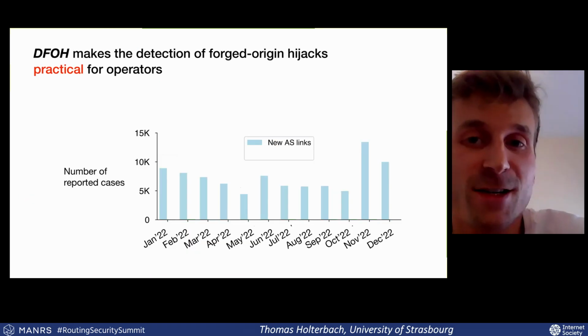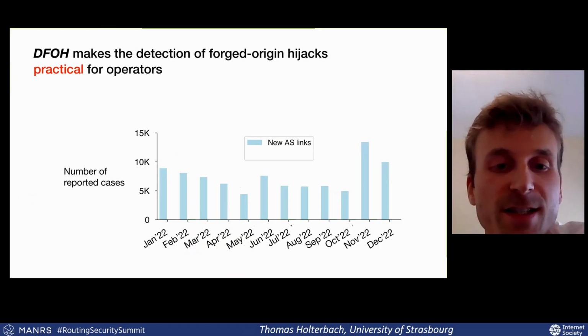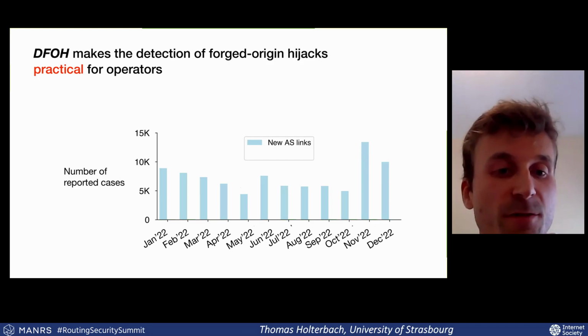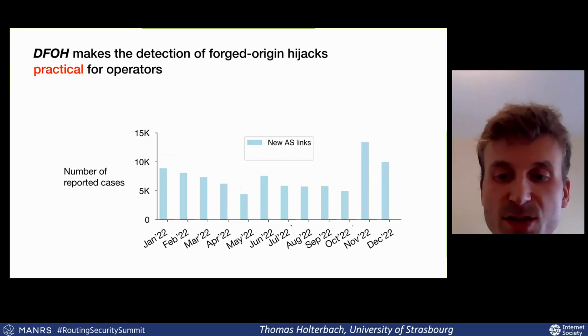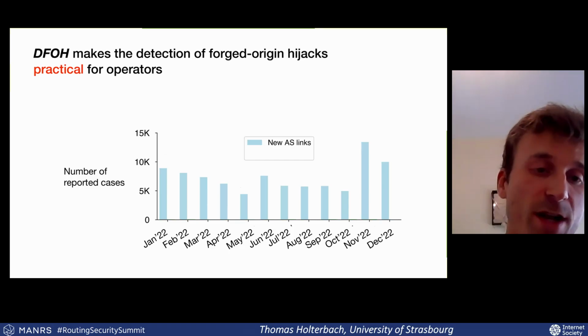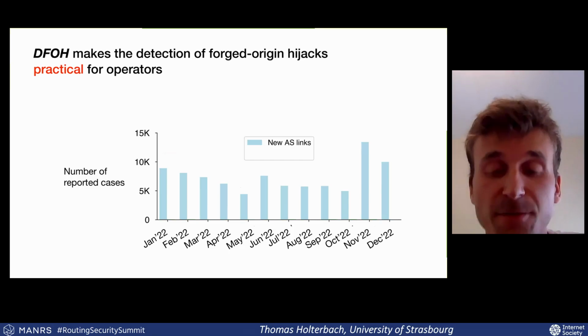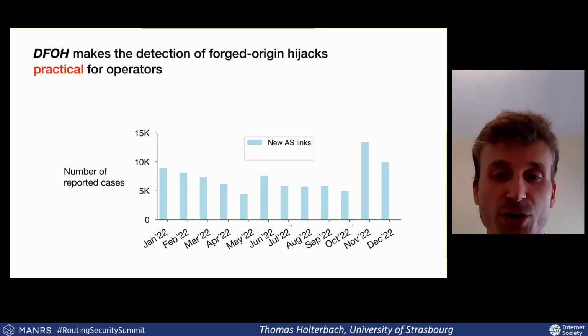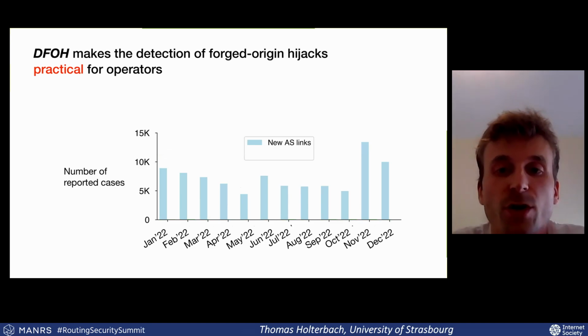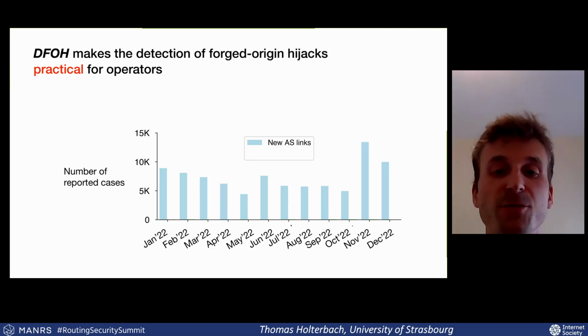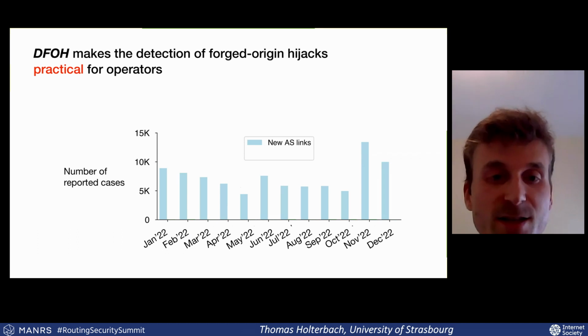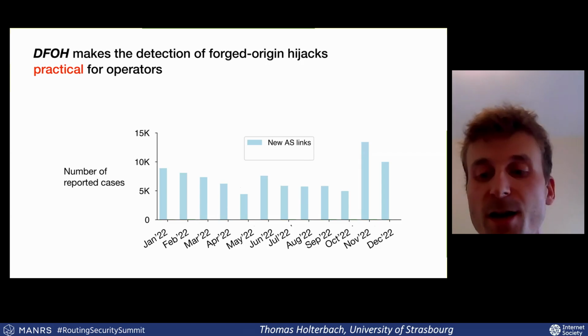So what about the practicality of the system now? What we did here is we counted the number of cases that are reported every month in 2022. That's the x-axis. On the y-axis, you have the number of cases. First, we took a very naive approach, more or less what is done today, which is just to return all the new AS links that we observe. If we just do that, we will get thousands of cases every month. So this is clearly too many cases to process by operators.